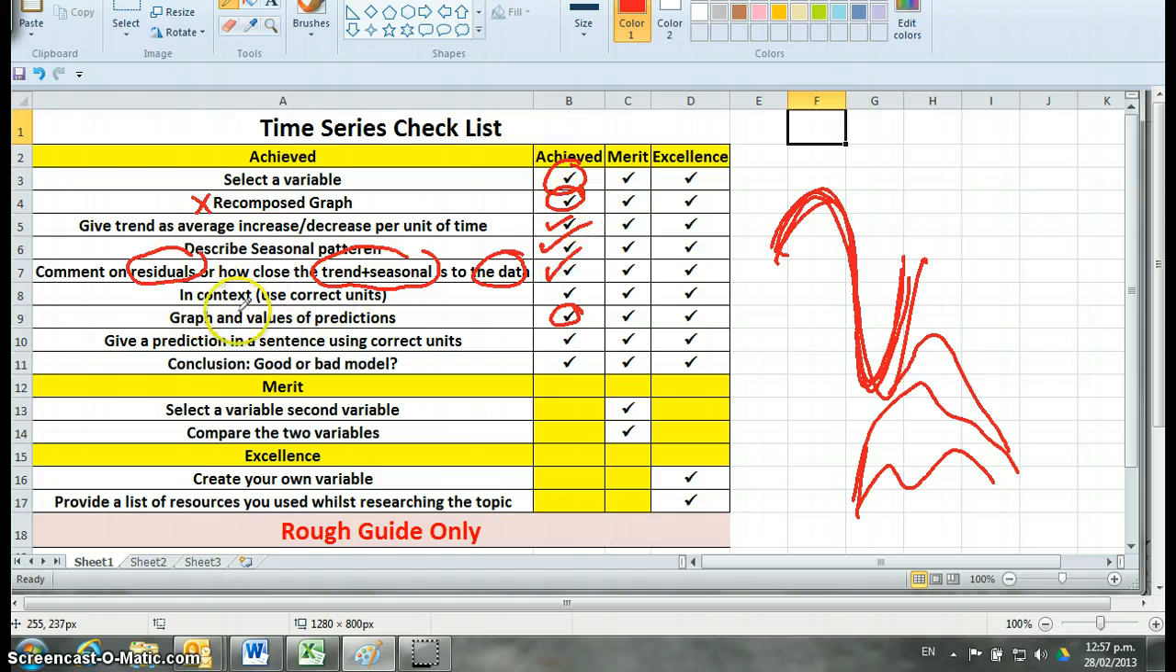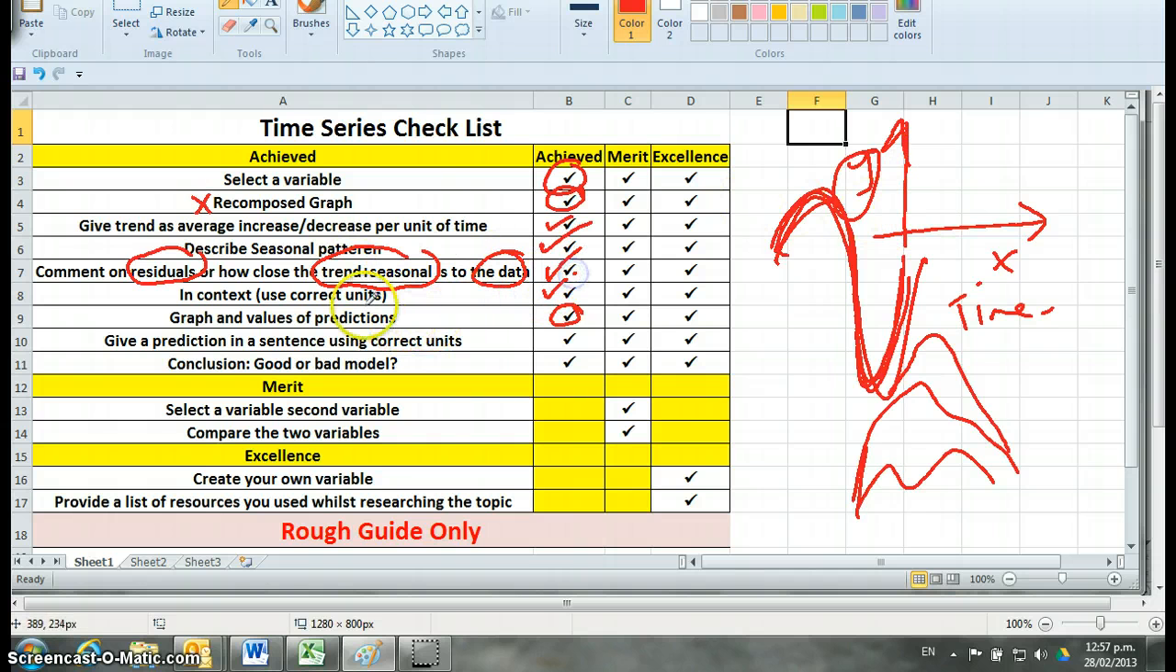In context means use the units. Okay, so use the units of time. If it's months, say months. If it's quarters, say quarters. And use the units, which you really have to read carefully for, of whatever unit is on the y-axis. So y-axis, x-axis, here is time, and here is sometimes, with the ice one, it's millions of square kilometres of ice. Okay, so watch that.